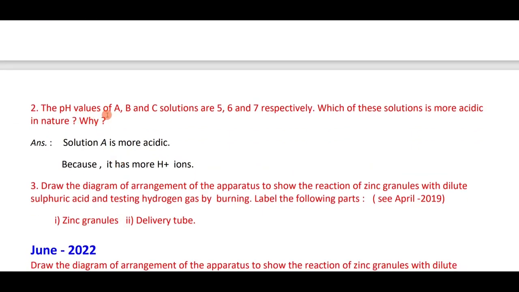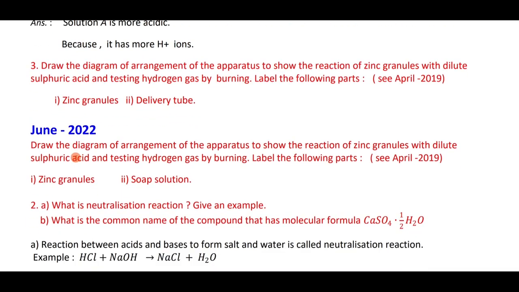The pH values of A, B, C are 5, 6 and 7 respectively. Which of these solutions is more acidic? The lower the pH value, the more acidic. Therefore, solution A, with pH value 5, is more acidic because it has more H plus ions.